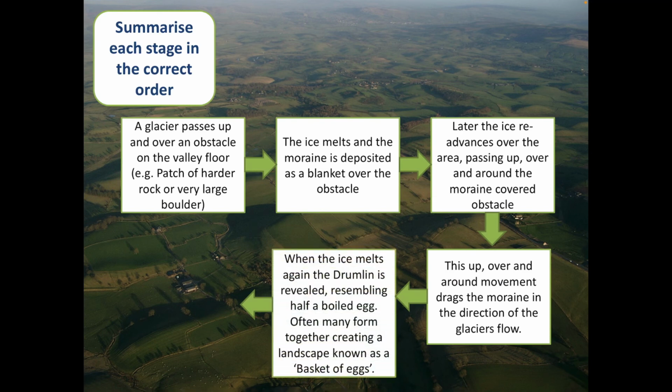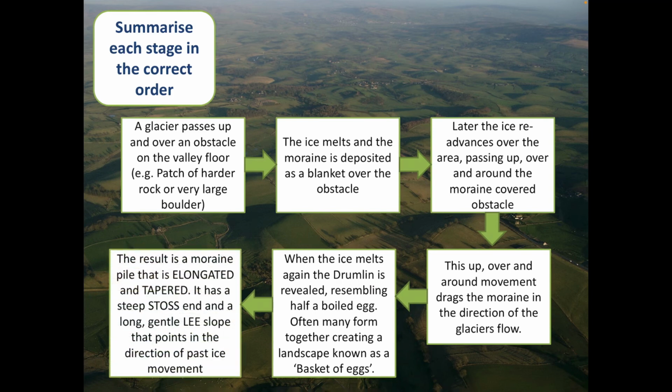And this up and over and around movement drags the moraine in the direction of the glacier's flow, spreading it out. And when the ice melts, the drumlin is then revealed as this half-boiled egg shape or half avocado shape. And often, many are together, creating a landscape known as a basket of eggs. And the result is a moraine pile that is elongated and tapered, and it has a steep end, the stoss end, and a long, gentle lee slope that points in the direction of the ice movement as it has been smoothed by the glacial ice advancing.